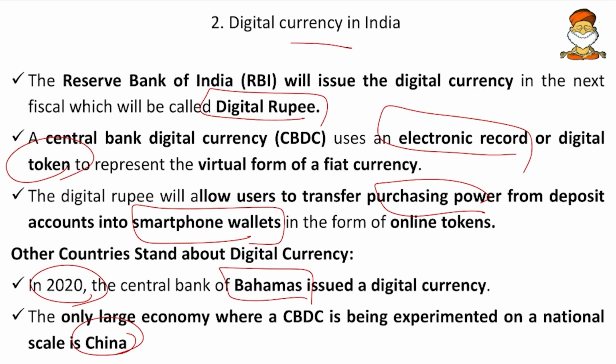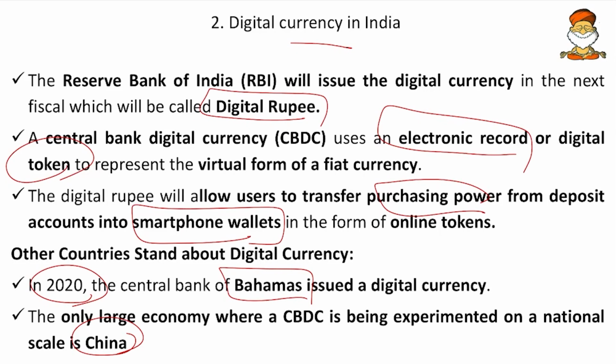So here, friends, how is this digital currency different from a cryptocurrency? Cryptocurrency is a mined currency and a non-fiat currency, but the digital currency is a fiat currency that is recognized by the Indian state. So this is one reason.